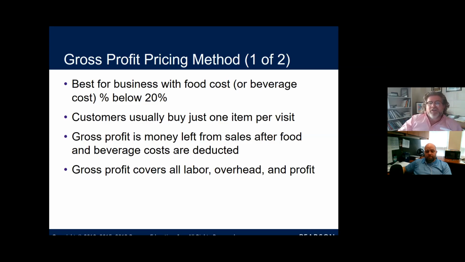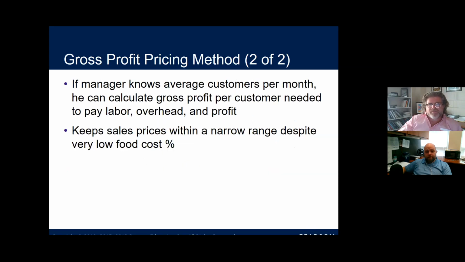So the gross profit is the money left from the sale after the food and beverage costs are deducted. And it covers everything. It'll cover our labor, our overhead, and our profit. Yeah.